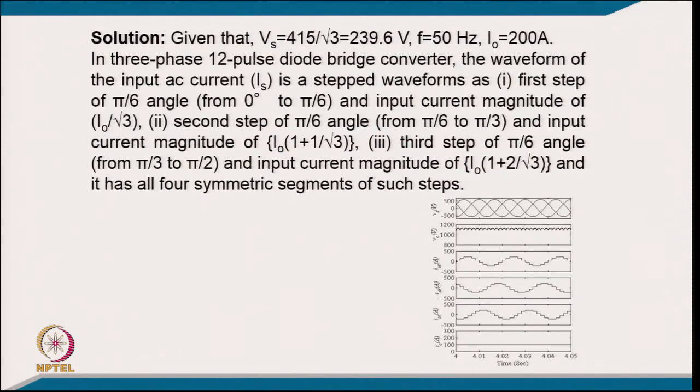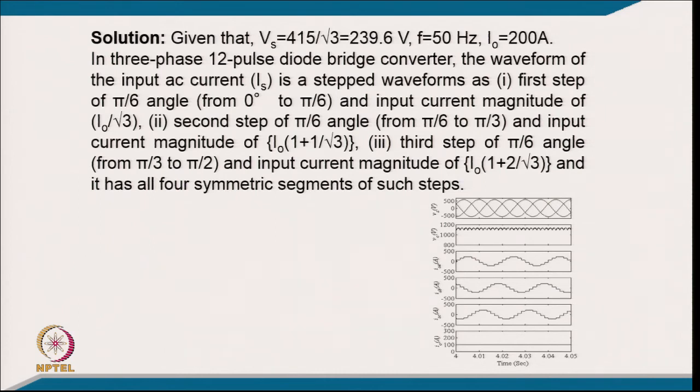Now coming to the solution part, after making a model, this is the waveform of 3-phase supply current with 3-phase supply voltage, and the DC output voltage and DC current. Given that the supply line voltage is 415 volt, the phase voltage will be 415 by root 3, that is 239.6, frequency 50 hertz, and output current of 200 ampere in the 3-phase 12 pulse diode bridge.